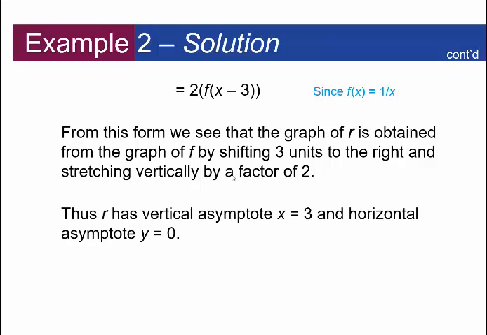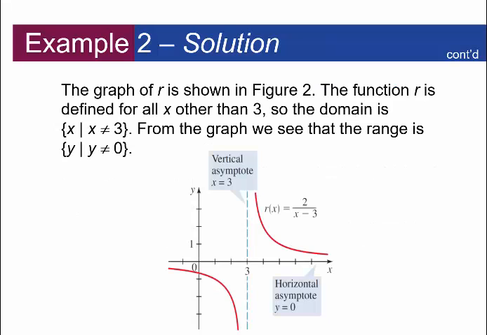Thus r has a vertical asymptote, because it's getting moved to the right 3 spaces, at x equal to 3, and the horizontal asymptote stays the same. So you can see here what this graph is going to look like. It has its vertical asymptote at x equal to 3 now, and it's still going to bump up against it from the right and go down to 0 this way, and then bump down against it when you come from below, and so on. The function r is defined for all x other than 3, so the domain is x such that x is not equal to 3, and again from the graph here we can still see the range is y such that y is not equal to 0.